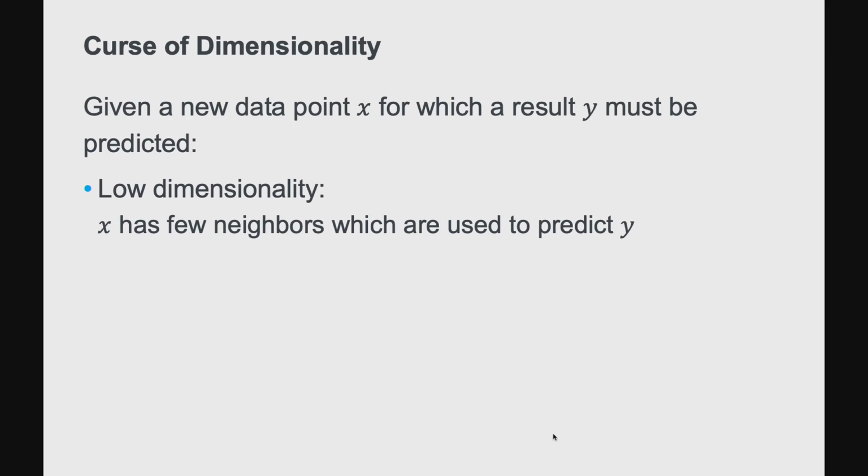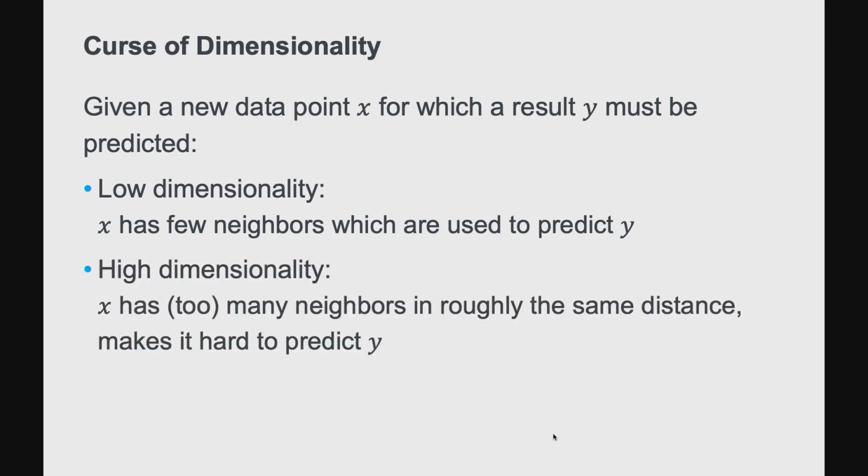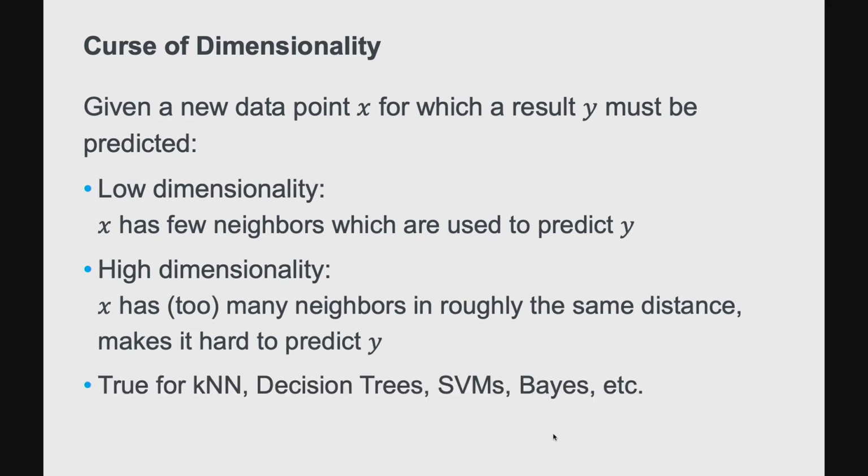Now, if you have just one dimension or 10, finding these similar neighbors is easy. But what if you have 10,000 or 40,000 dimensions? There is a mathematical problem that is then associated. The problem is that an object in high dimensionality has many neighbors at roughly the same distance.